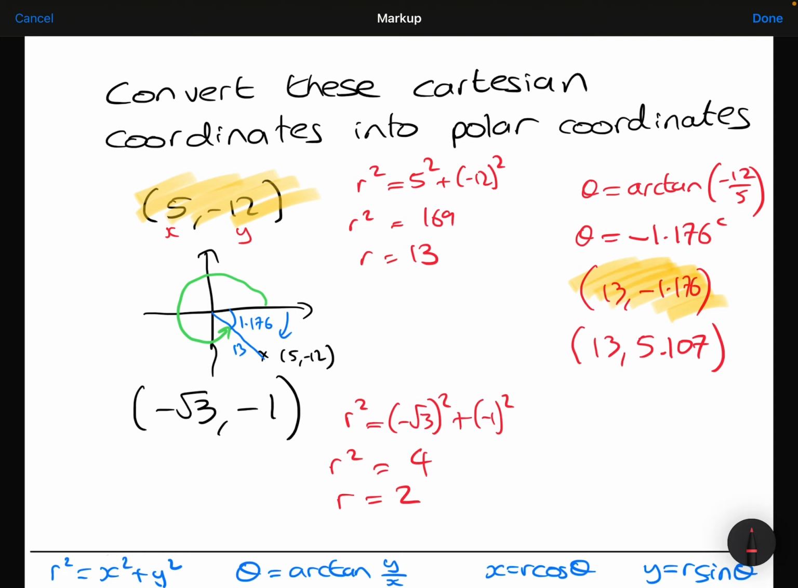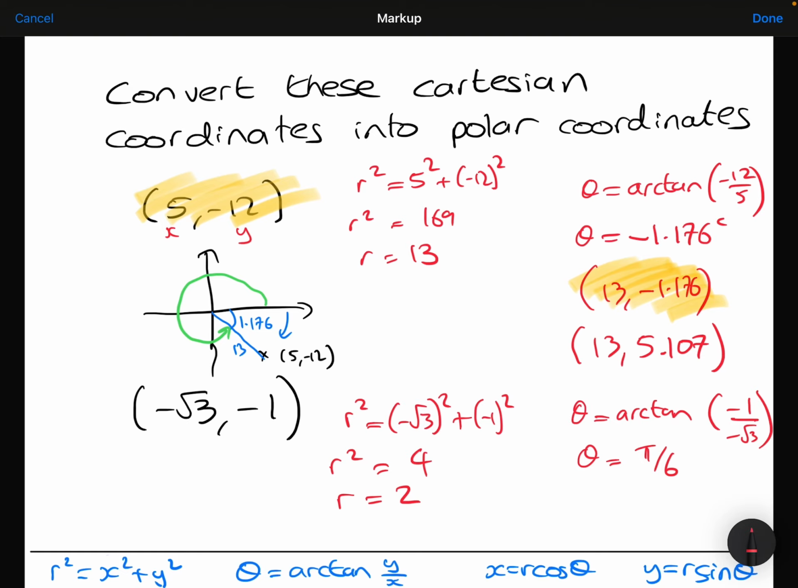Let's get the angle now. So theta equals arctan of minus 1 over minus root 3, which if I do that, I get pi over 6.